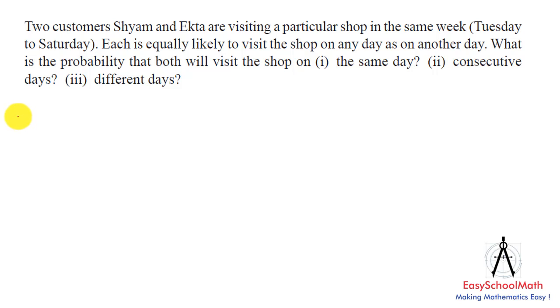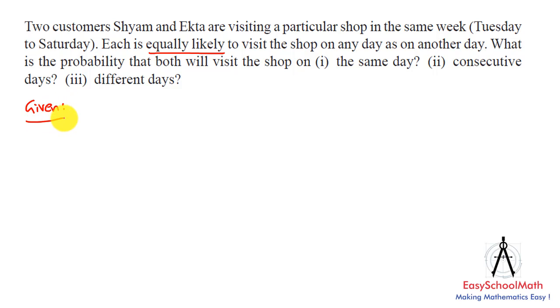This is a very interesting question. The question reads as follows. Two customers, Sham and Ekta, are visiting a particular shop in the same week from Tuesday to Saturday. So there are totally 5 days. Each is equally likely, which has to be highlighted here, to visit the shop on any day as on another day. What is the probability that both will visit the shop on the same day, on consecutive days, and on different days?